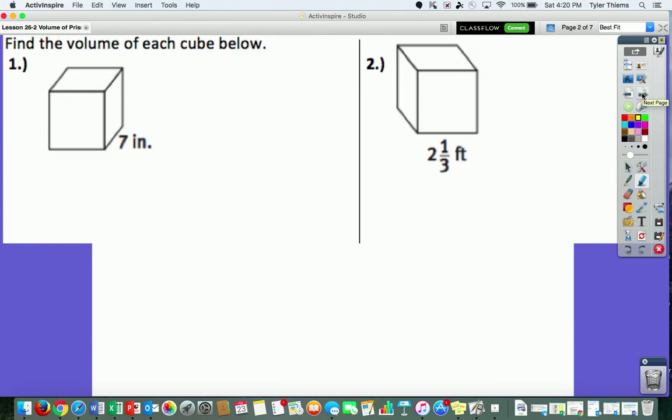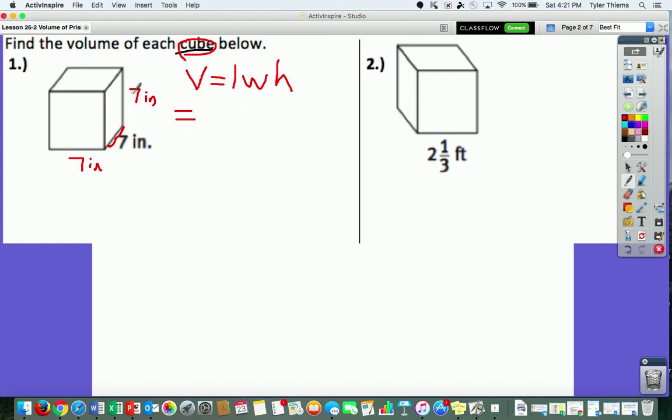Let's look at a couple examples. For number 1, this is a cube. It says find the volume of the cube. Since this is a cube, we know that all the sides, the length, the width, and the height are all 7 inches. We're always going to start with our formula, so everyone right now needs to write down the formula. Volume equals length times width times height. And we're just going to plug our numbers in.